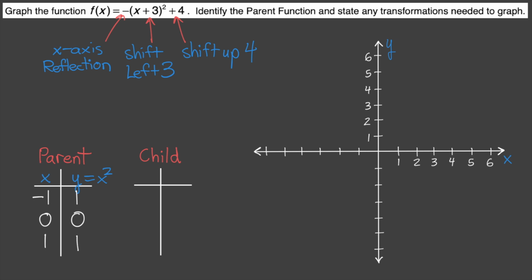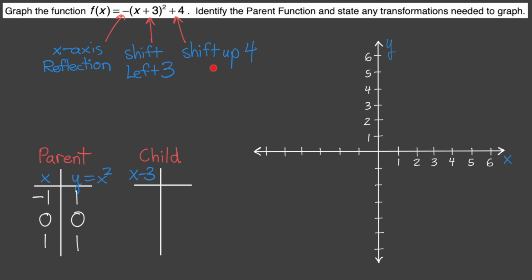Okay, so next we are going to find our child function here. So let's look at the x value. Which of these transformations will affect the x value? The x-axis reflection actually affects the y value, because if you have a point and you reflect it over the x-axis, the y value changes sign. So the only one of these three that affects the x value is the shift left 3. So that means we're going to go x minus 3. That's what goes here in the x spot.